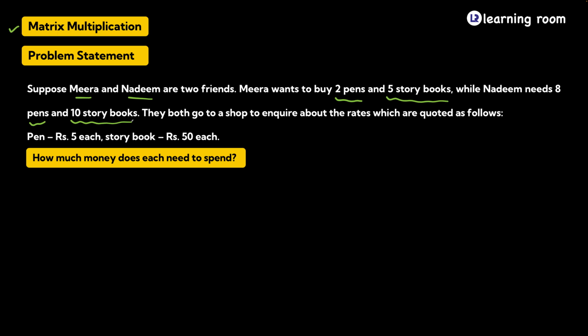Now, using basic arithmetic calculation, what is the total amount they need to spend? What is the total amount they need to spend individually? That is, how much money does each need to spend? For Meera, it is going to be 2 pens into the cost of each pen, 5, plus 5 into 50. So 5 into 50 is 250 plus 10 is going to be rupees 260.